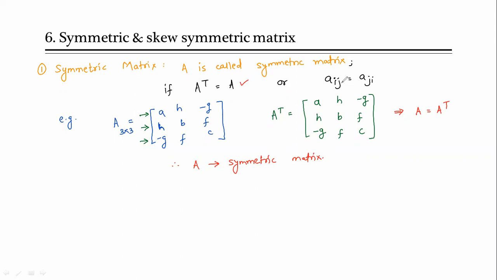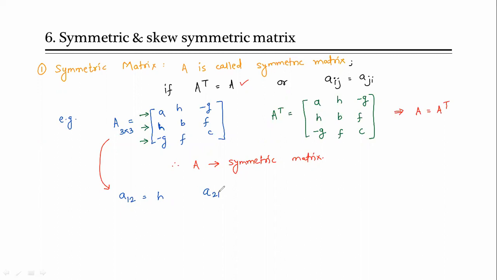Now what is this? Aij is equal to Aji. Now consider matrix A. In matrix A, if someone asks you what is A12, that means the element belonging to the first row, second column. This is the first row and this is the second column. So it will be what? H.